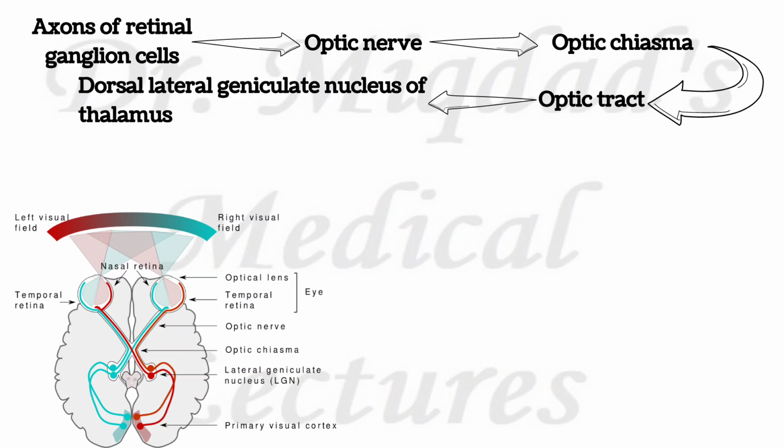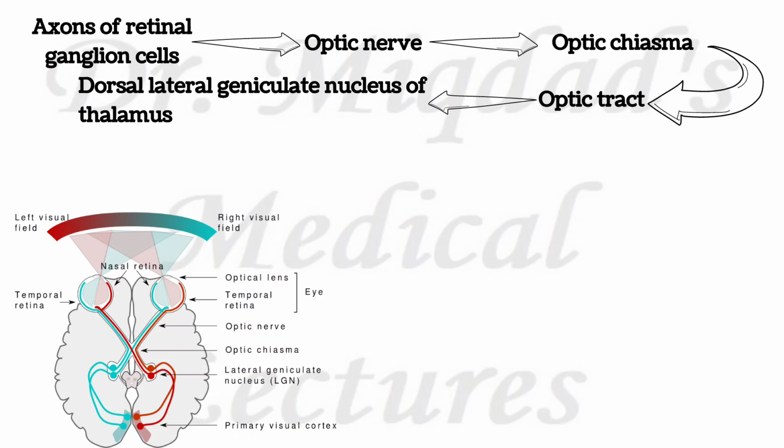Approximately 10% of fibers divert before reaching the lateral geniculate body and terminate in the midbrain. This connection between the optic tract and midbrain is called the superior brachium.